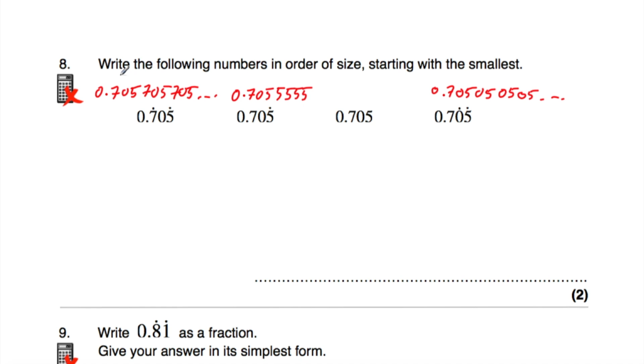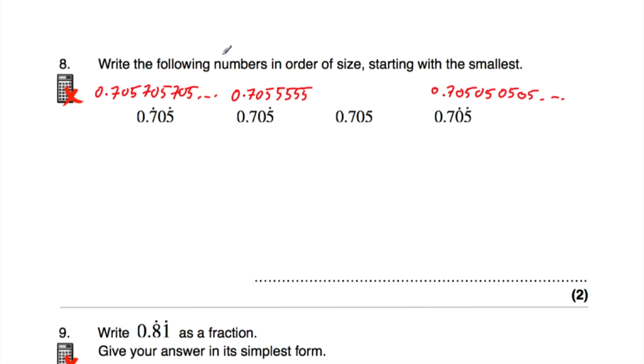So let's start with the units. 0, 0, 0, 0. That's not going to help us. Now the tenths: 7 tenths, 7 tenths, 7 tenths, 7 tenths. Okay, now let's have a look at the hundredths. 0 hundredths, 0 hundredths, 0 hundredths, 0 hundredths. Now the thousandths. 5, 5, 5, and 5.